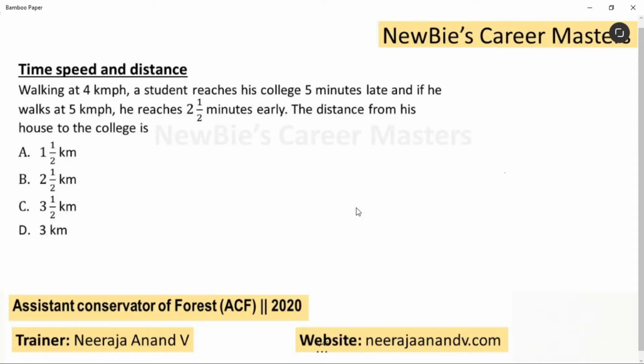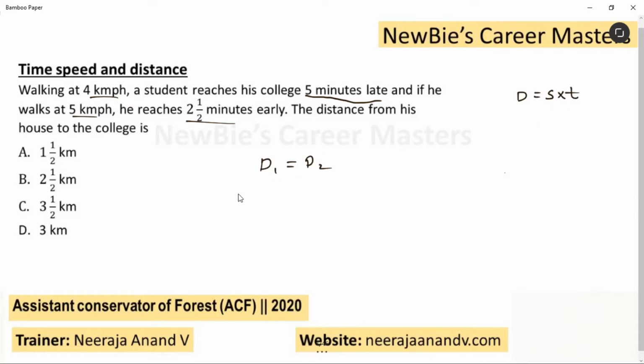Read the question, newbies. Walking at 4 km per hour, a student reaches his college 5 minutes late. If he walks at 5 km per hour, he reaches 2.5 minutes early. Then what is the distance from his house to college? What we have to do is, see, distance is same in both the cases, correct? So let's take d1 is equal to d2. And we know the distance formula is speed into time.